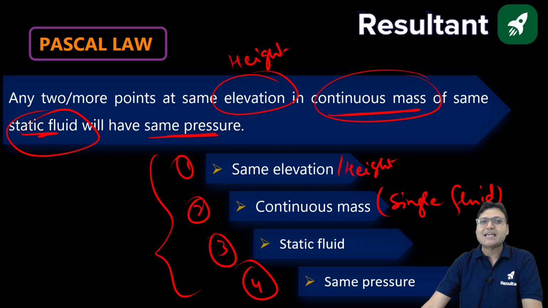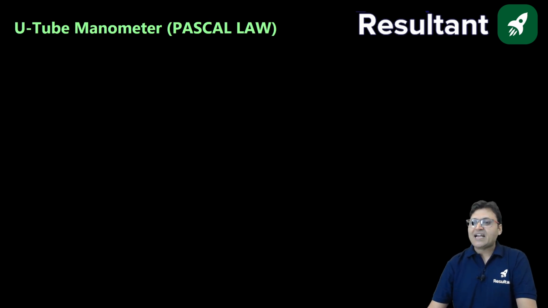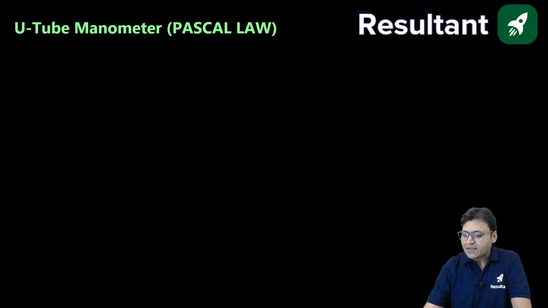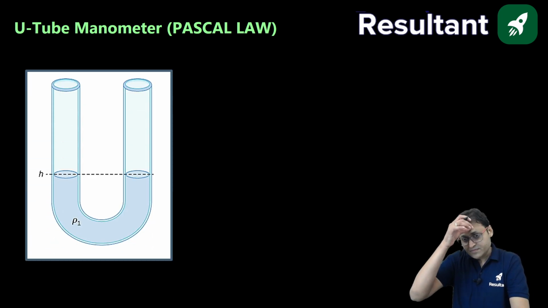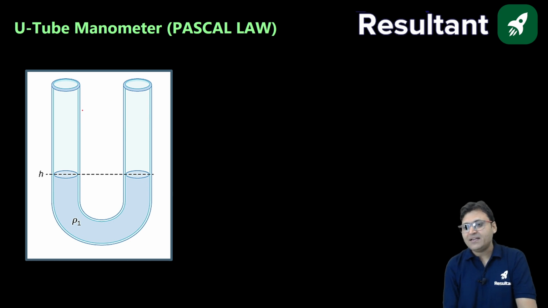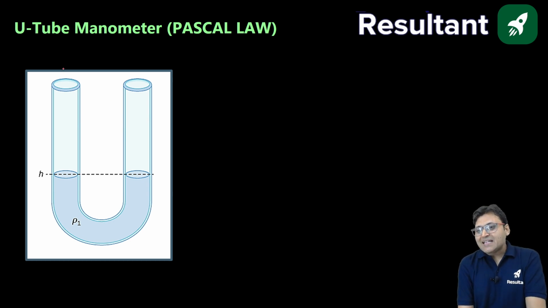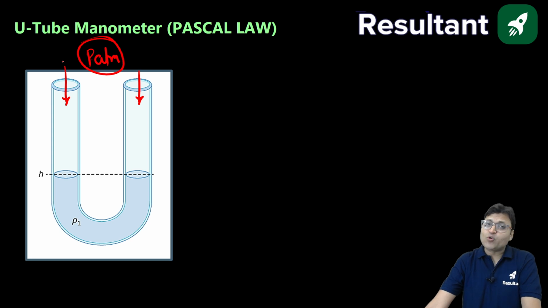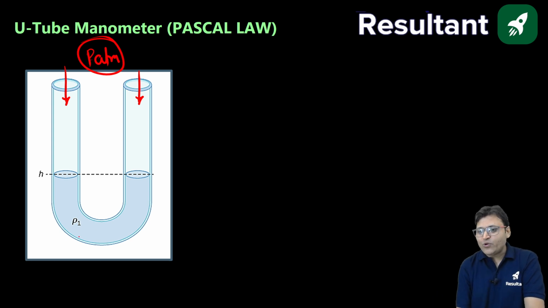Let us try to understand the U manometer. The manometer, which is having the shape of a letter U, alphabet U. So as long as both the limbs are open to atmosphere, we can say the pressure in both the limbs is PATM. The fluid is static.